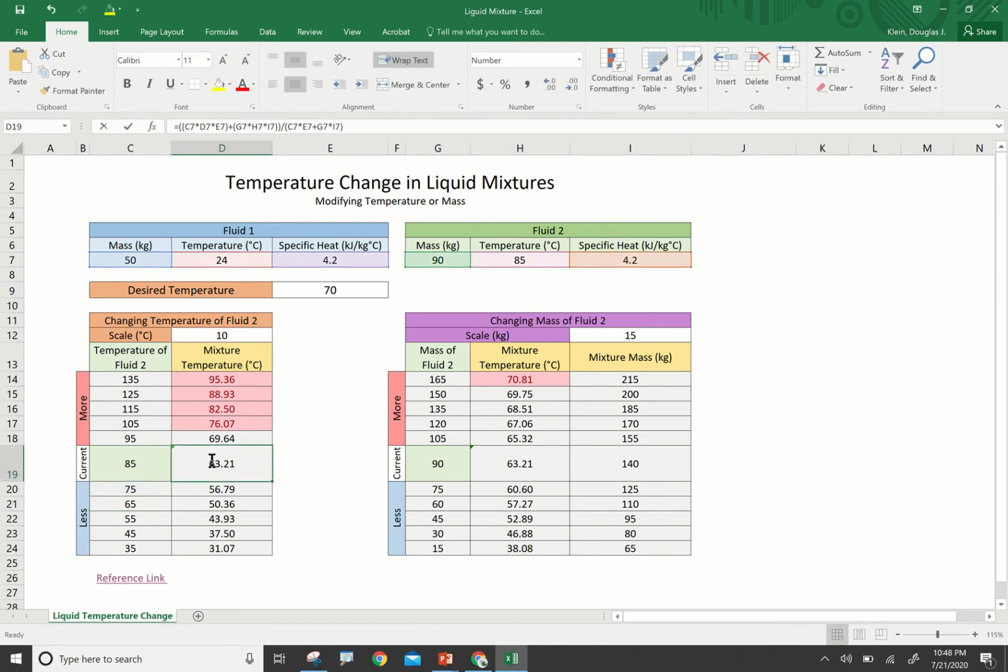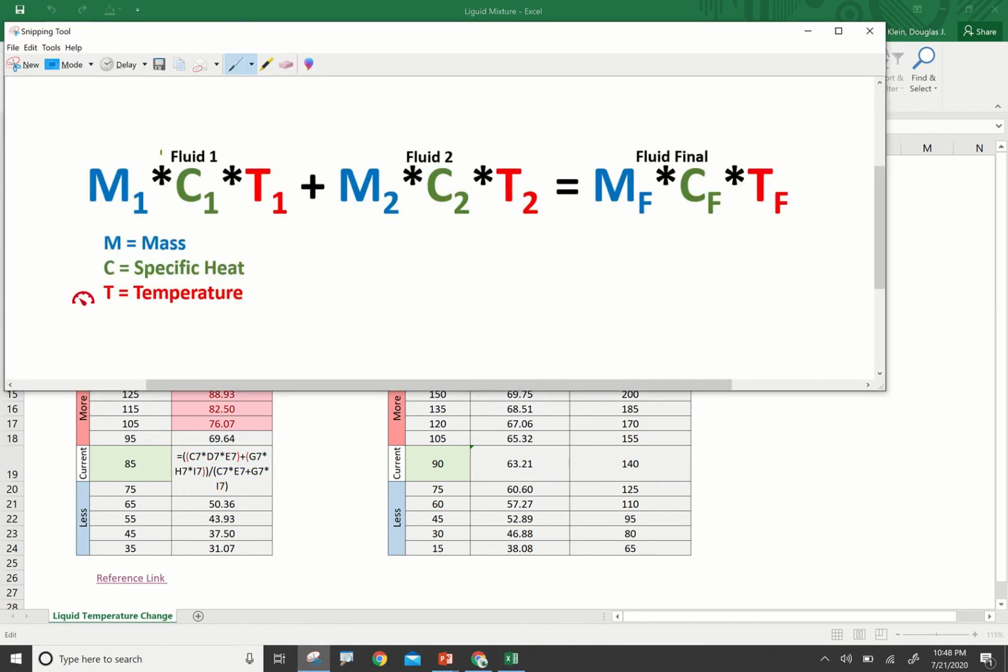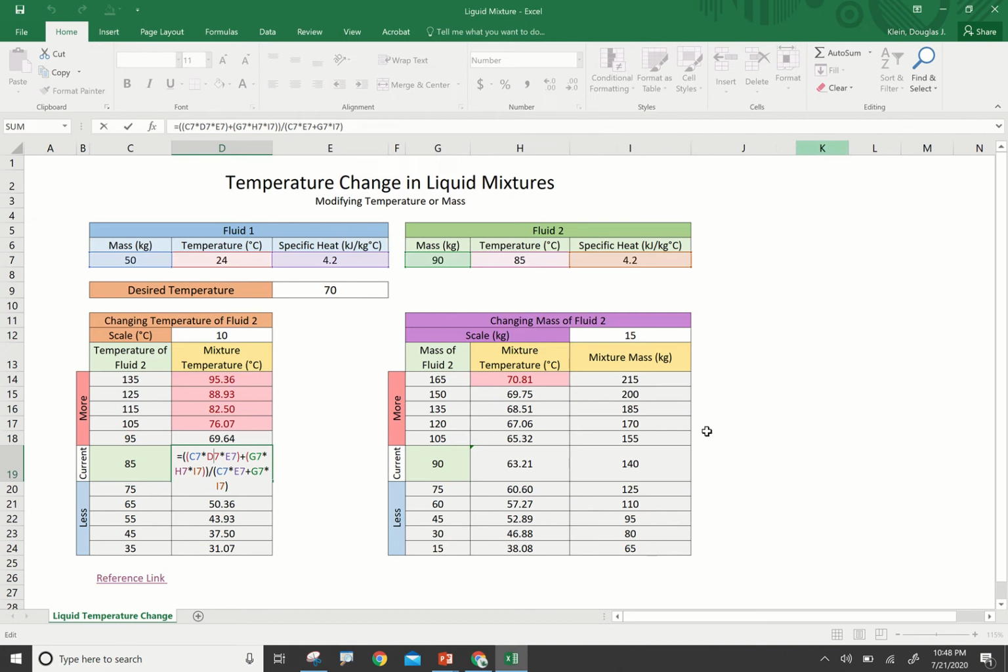We then are going to fill in our calculation here, which is not a very complex calculation at all. It's just our mass times our temperature times our specific heat, plus our mass times our temperature times our specific heat, equals our mass times specific heat times temperature. So it's an easy calculation, but it's something that's laborious to do. But once we have this built, we're not going to have to do that calculation again.